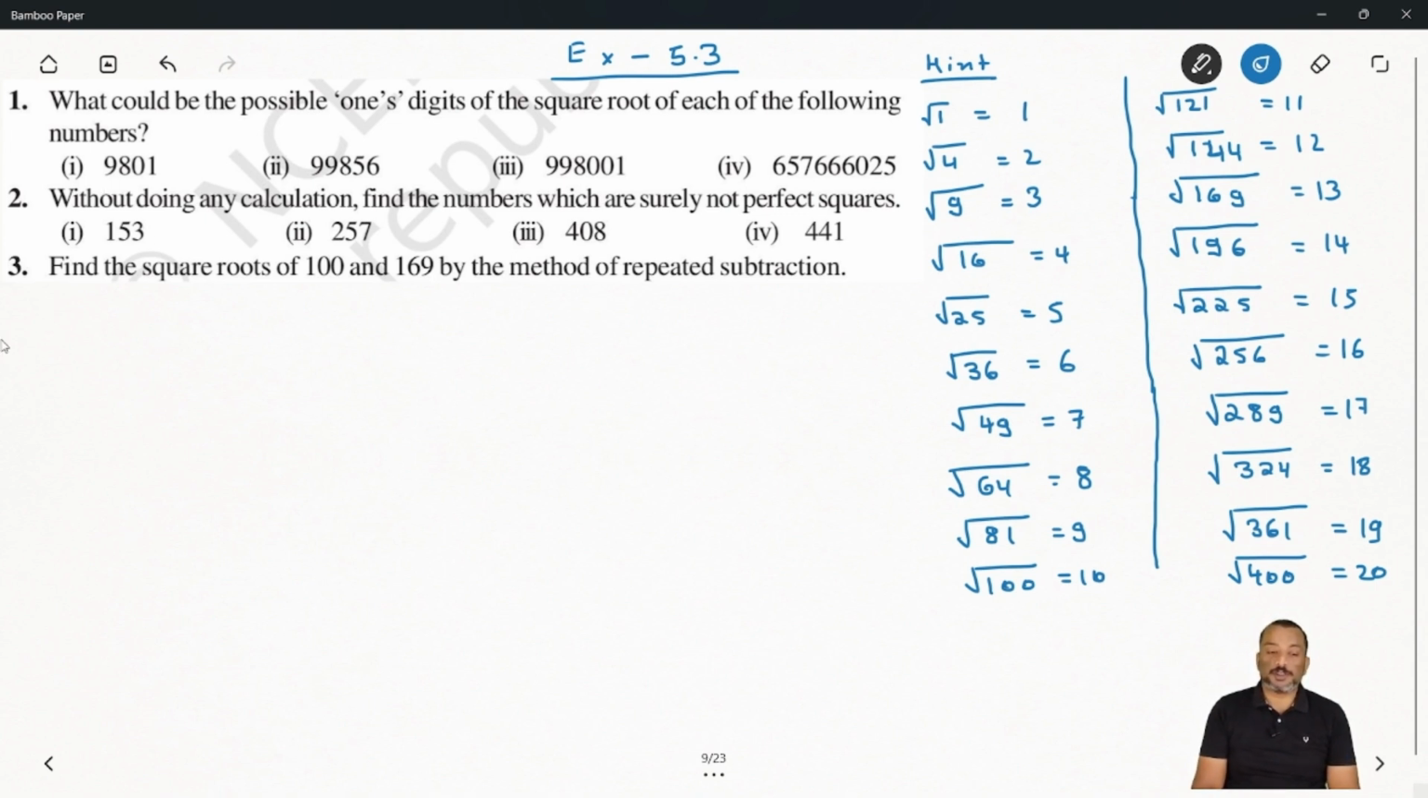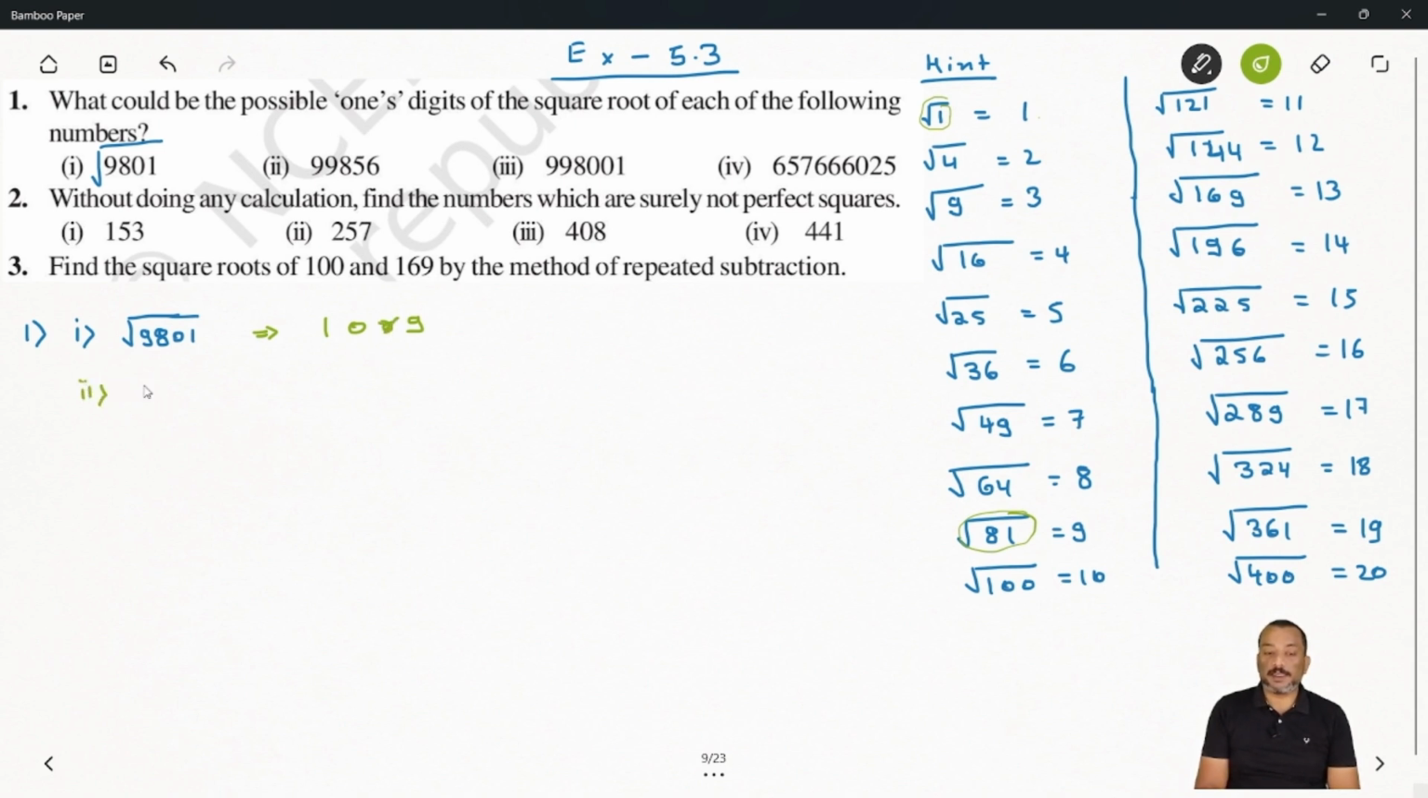So in the first question, if we do the square root of 9801, what answer will we get? You can see when you do the square root, the one's place is 1, so either you will get 1 or you will get 9. So we can say here you will get 1 or 9. Are we getting clear? Now same way we can do the second one.